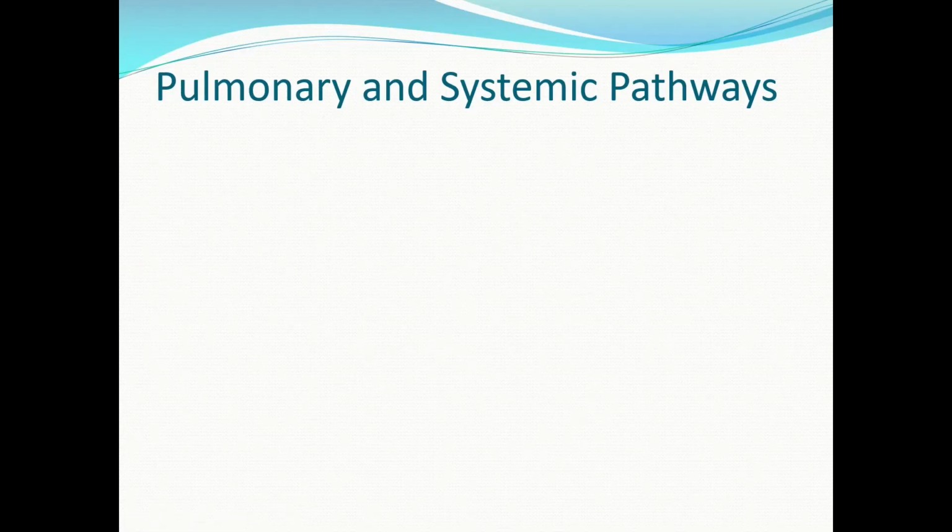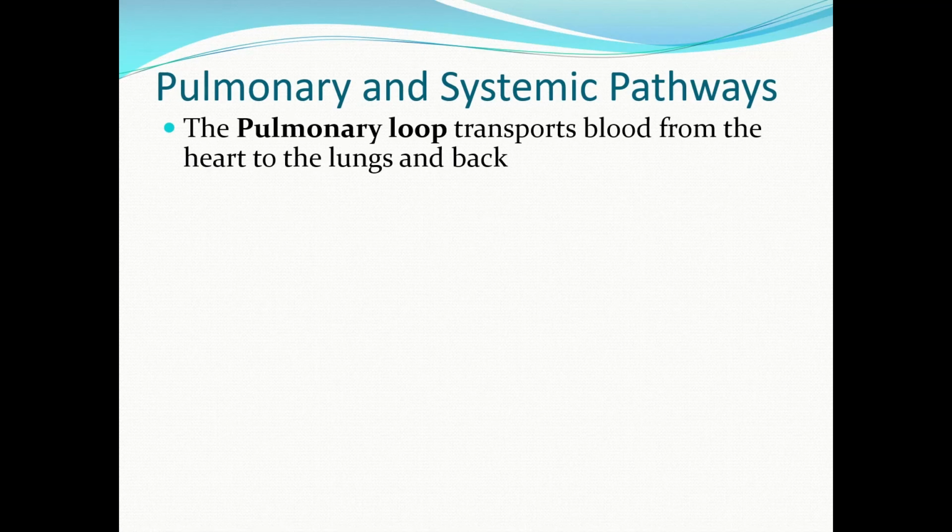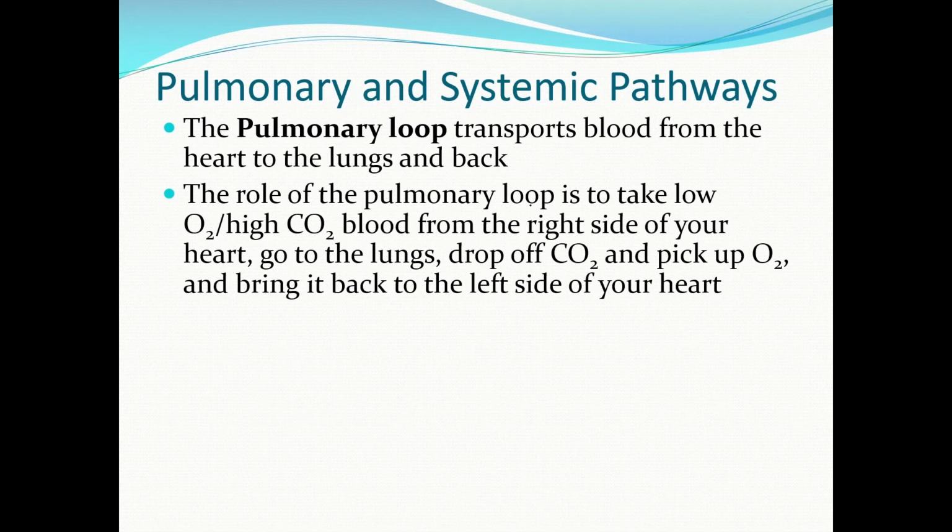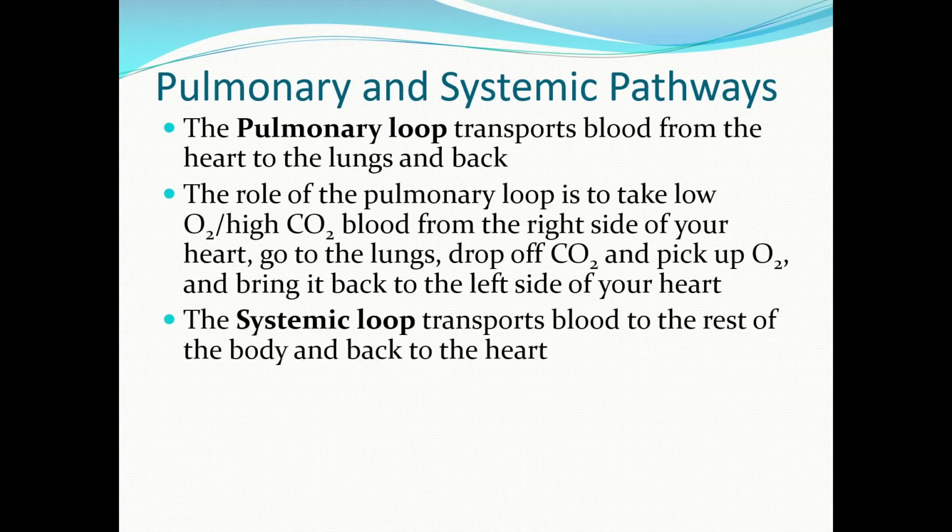So one of the other terms you need to know is pulmonary and systemic pathways. The pulmonary loop transports blood from the heart to the lungs and back, right? And we have the pulmonary artery and the pulmonary vein. During this pulmonary loop, it's all about getting oxygen and dropping off CO2. The role of the pulmonary loop is to take your low oxygen, high CO2 blood from the right side, go to the lungs, drop off CO2, pick up oxygen, and bring it back to the left side of your heart.